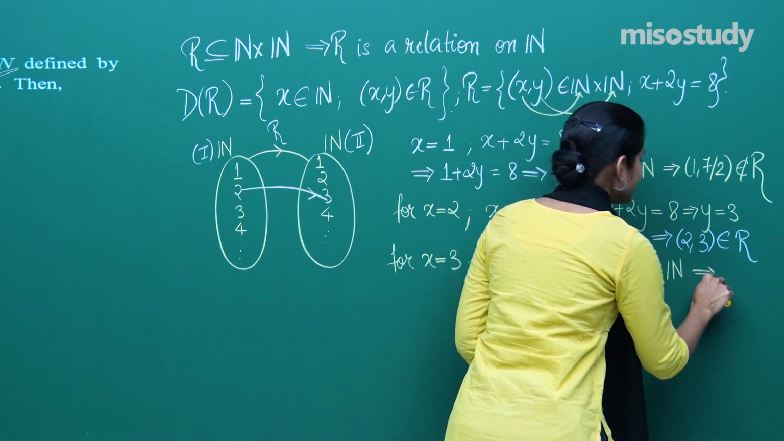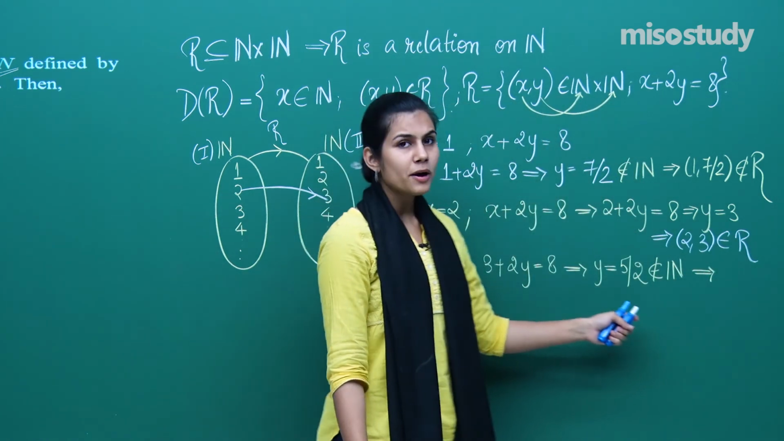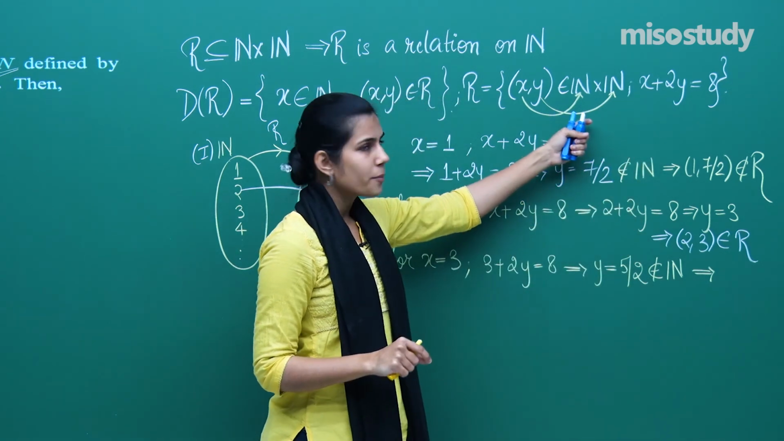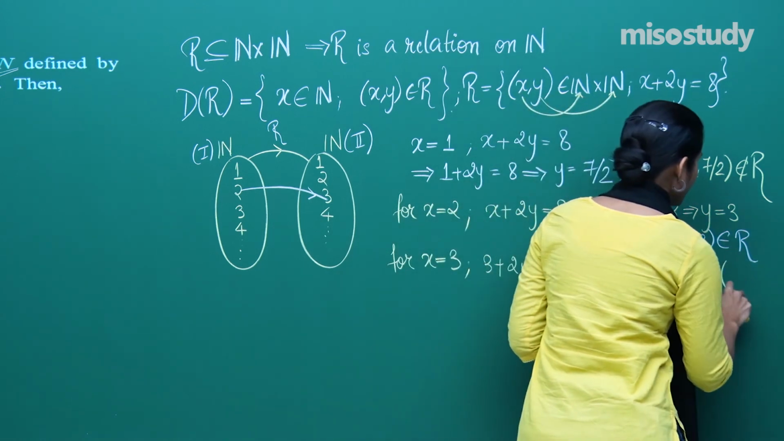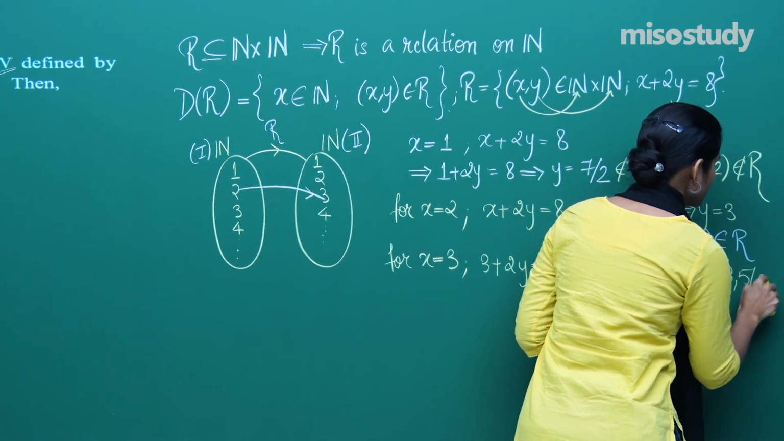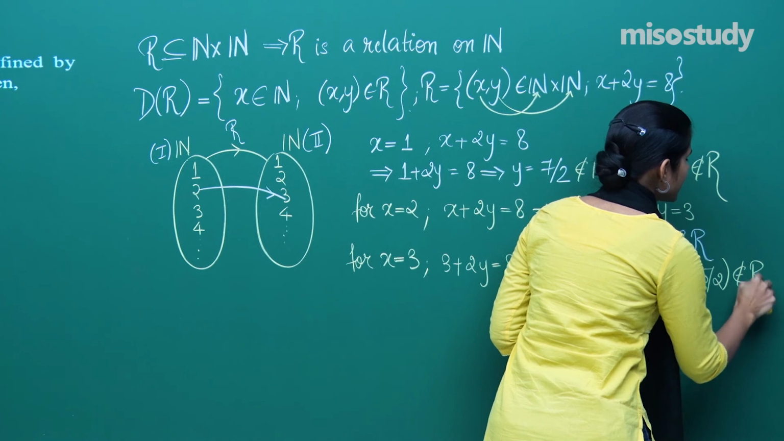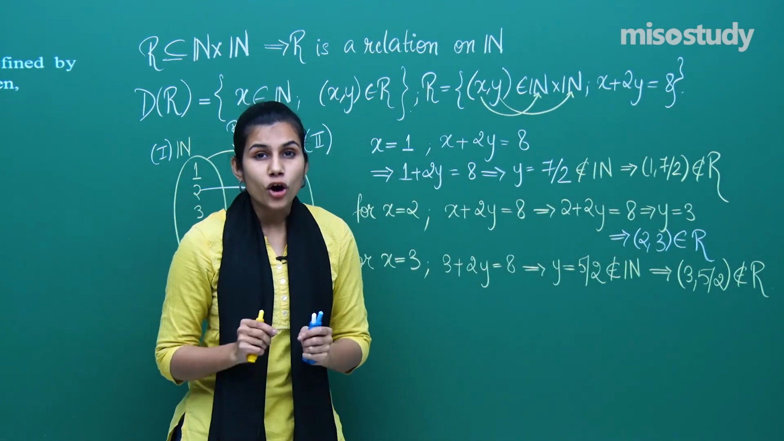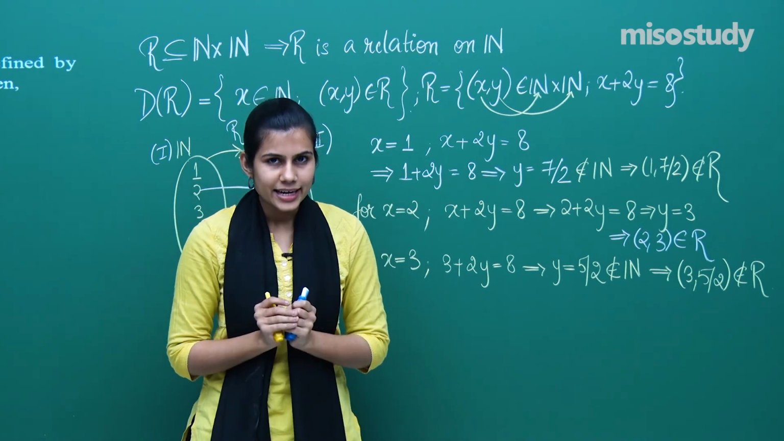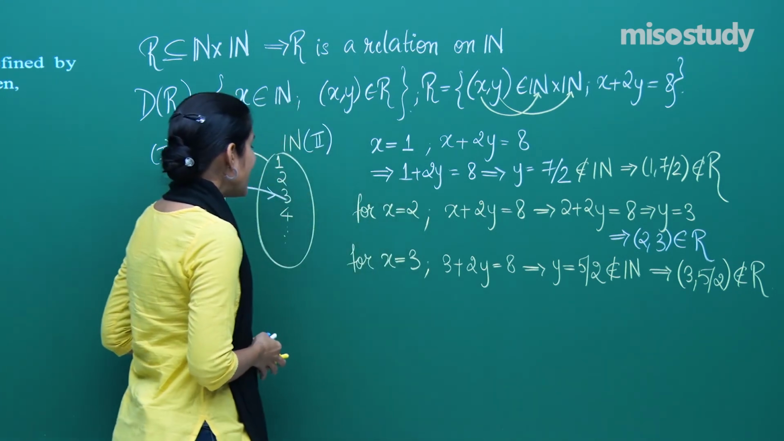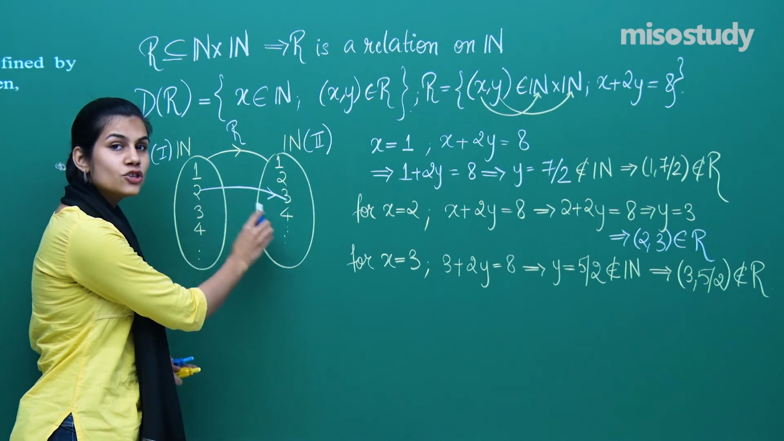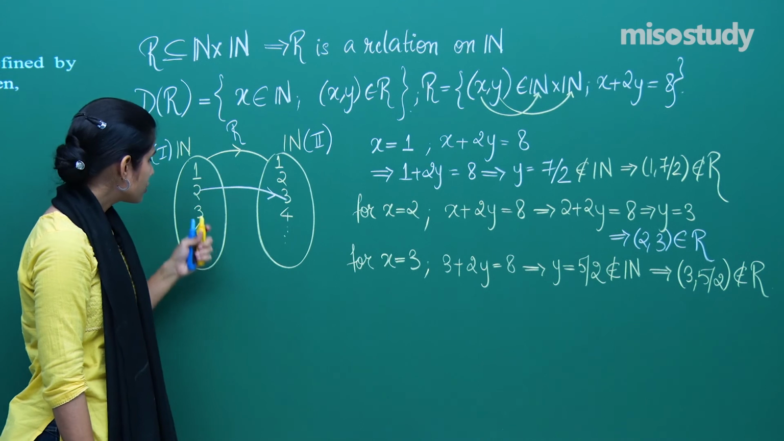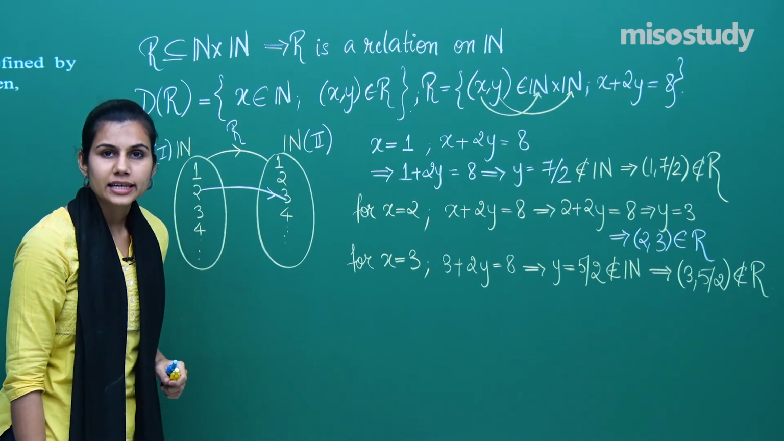And therefore, yes, the ordered pair 3 comma 5 by 2 does satisfy this rule, but it is not coming from N cross N, and that is why 3 comma 5 by 2 cannot be kept inside the relation R, because inside R we can only borrow members from N cross N. That's why from 3 there is no arrow emerging to end in the second set N, because 3 is related to none of the members in the second set.